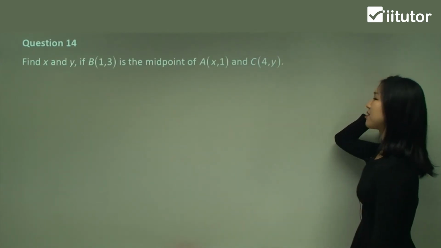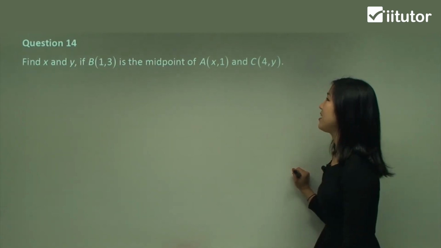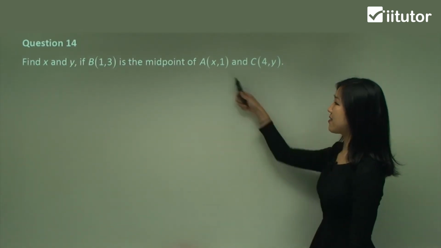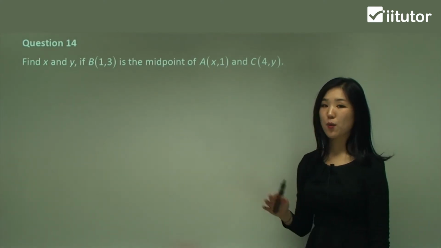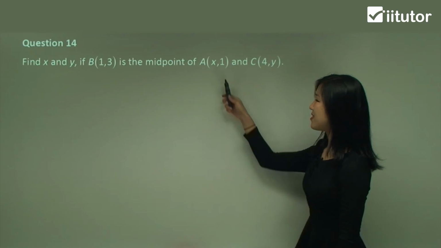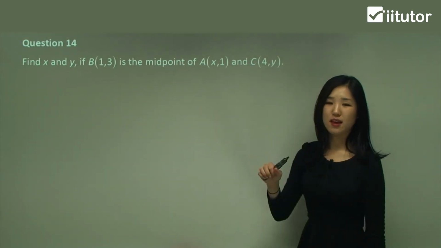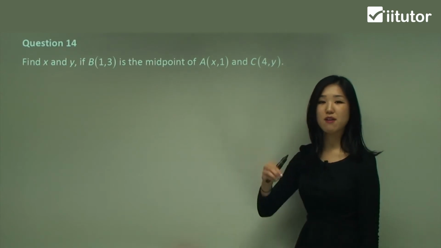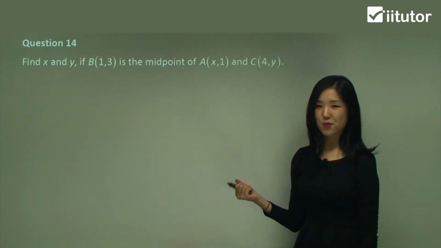Question 14. Find X and Y if B, 1, 3 is the midpoint of A, X, 1 and C, 4, Y. So A is X, 1, C is 4, Y. So again, it's the exact similar kind of question. But this time we're missing the X value of A and we're missing the Y value of C. So it's different coordinates that we have to find.